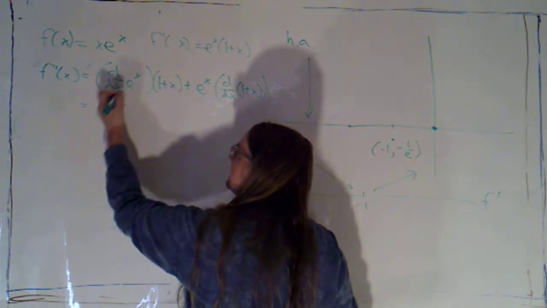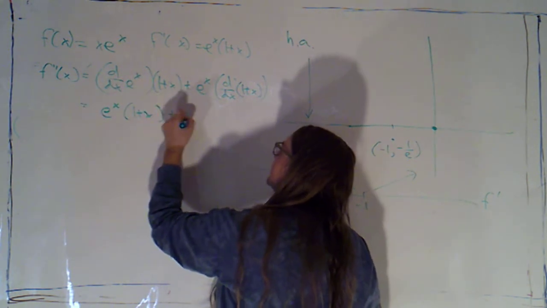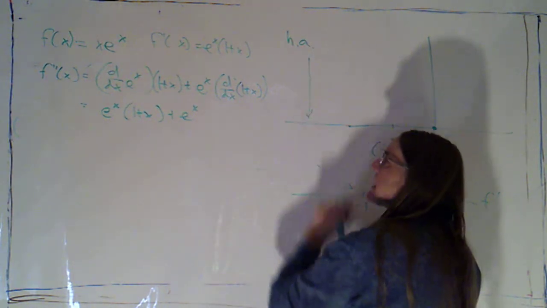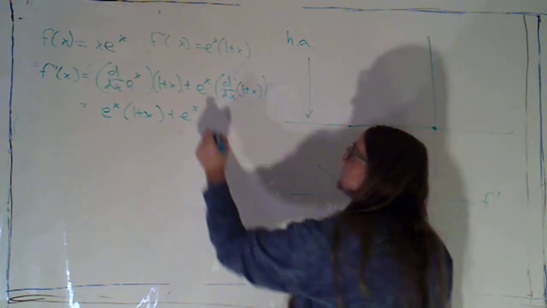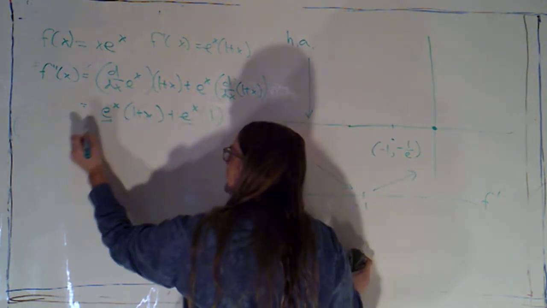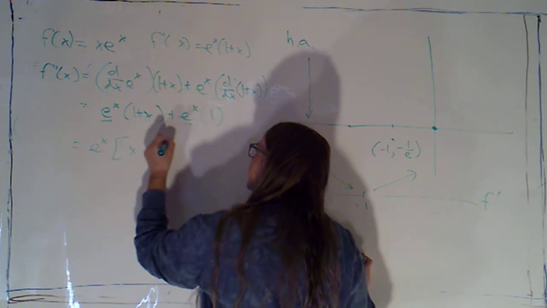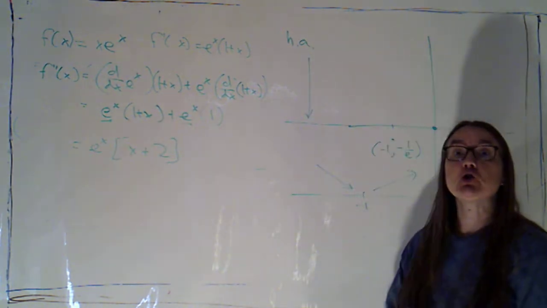So the derivative of e to the x is e to the x times 1 plus x, plus e to the x times the derivative of 1 plus x, which is just 1. Now with an e to the x in both terms, I'm going to factor that out, and that means this is e to the x times x plus 2.